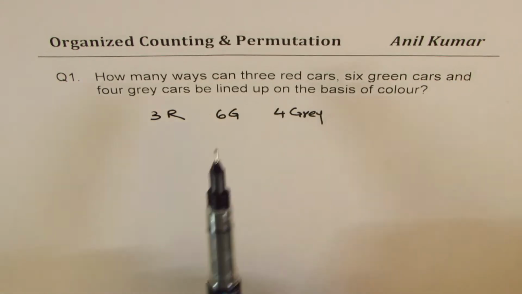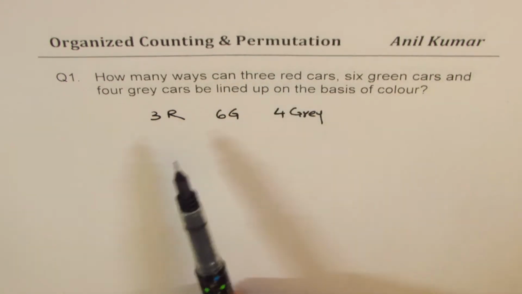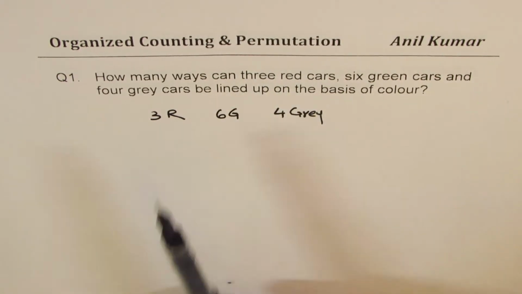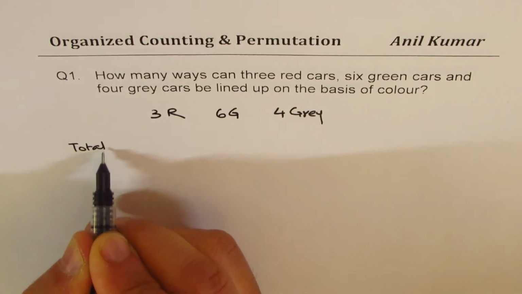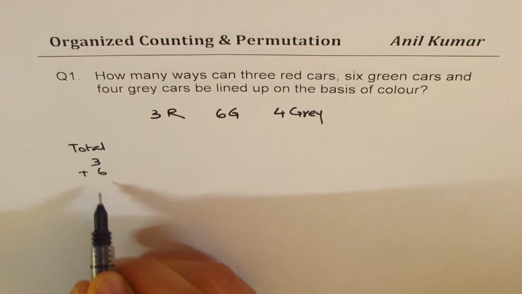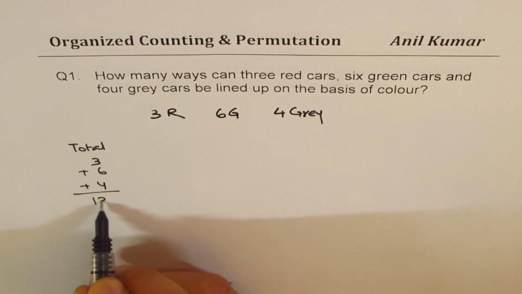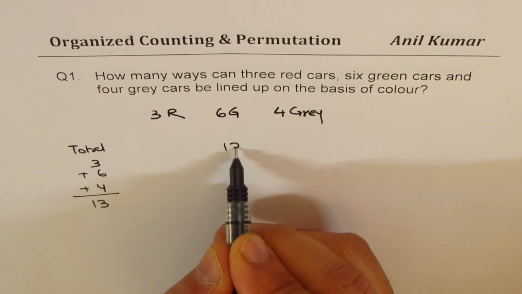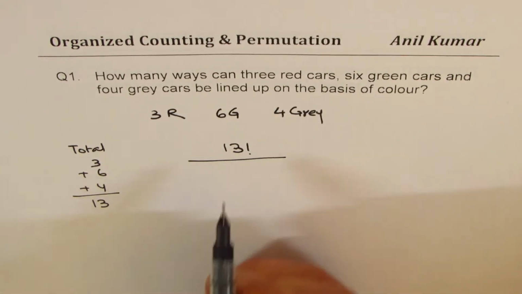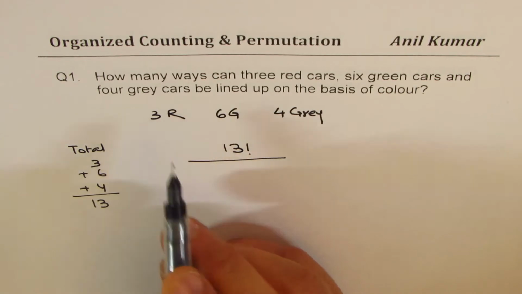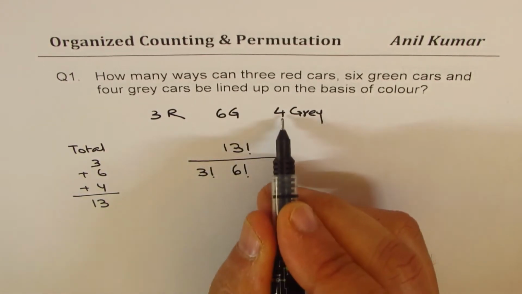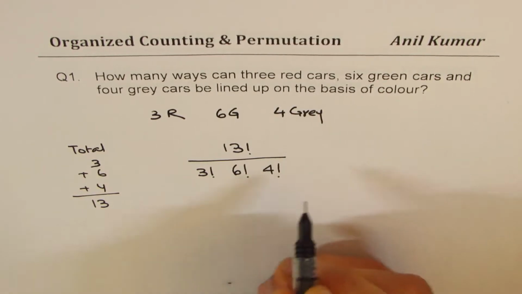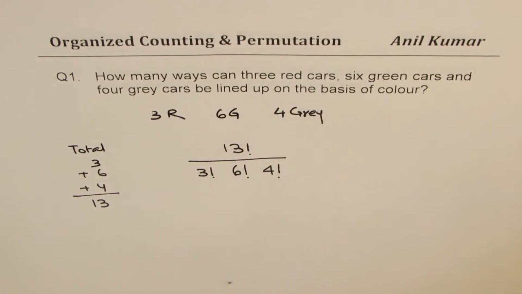So it's a simple question on permutation where we have a repetition, right? In all, how many are there? So find the total. Total is 3 plus 6 plus 4, which is 13. So there are 13 factorial ways, divided by 3 of each, they are kind of repeated, right? So divide by 3 factorial, divide by 6 factorial, and divide by 4 factorial to get your answer, correct? So that becomes the solution for the given question.